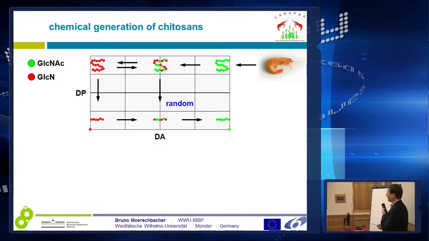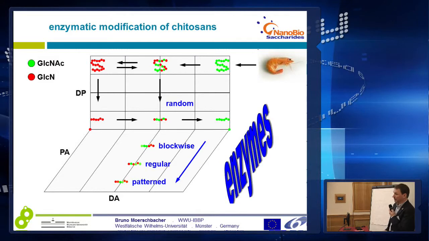By chemical deacetylation, chemical depolymerization, and chemical reacetylation, we can move around in this matrix, but the important aspect of all the chitosans produced in this way is that the pattern of acetylation will always be random because of the chemical processes involved. So in a second project, because we found that controlling DP and DA is not enough, we decided to also look at the third dimension, the pattern of acetylation. We showed proof of principle that using enzymes we can generate chitosans with non-random patterns of acetylation, blockwise patterns or more regular patterns than random patterns.